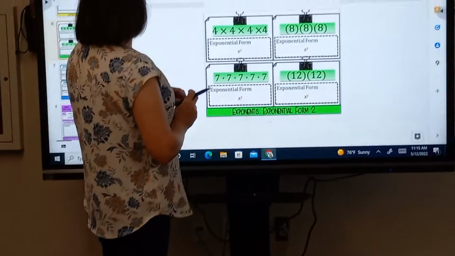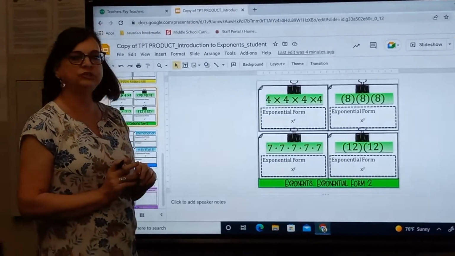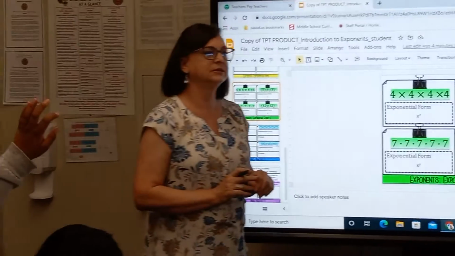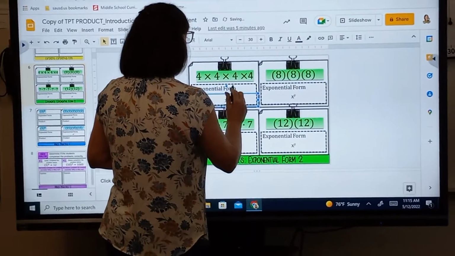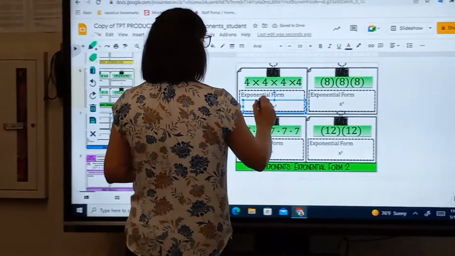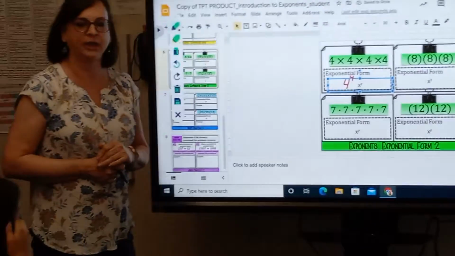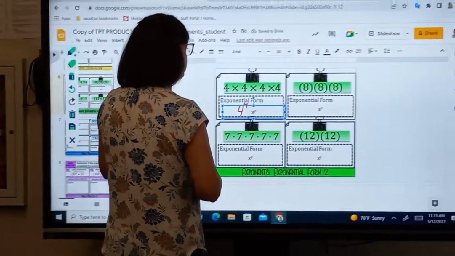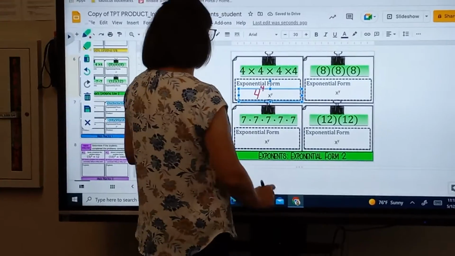Okay, let's try another one. So this one has 4 times 4 times 4 times 4. Who can tell me the exponential form of that? 4 over 4. Okay, we would say it 4 to the power of 4. And there's no special way to say that. It's 4 to the power of 4. So they want us just to write the exponential form for all of these.